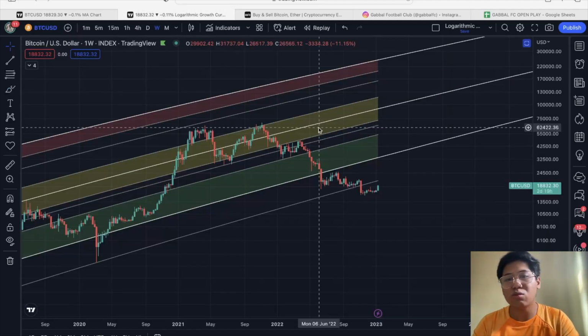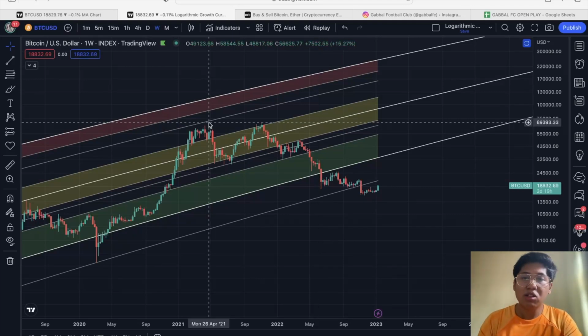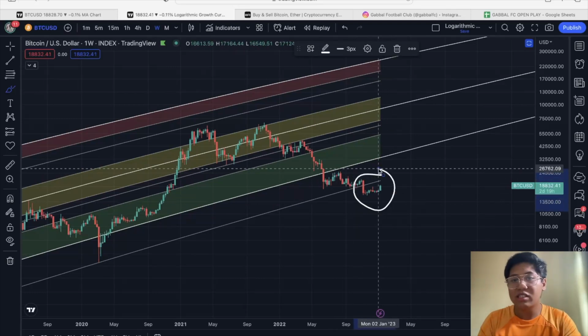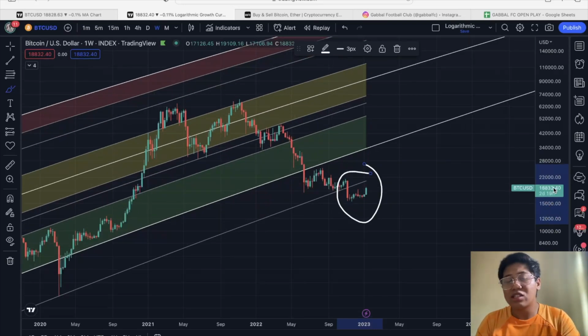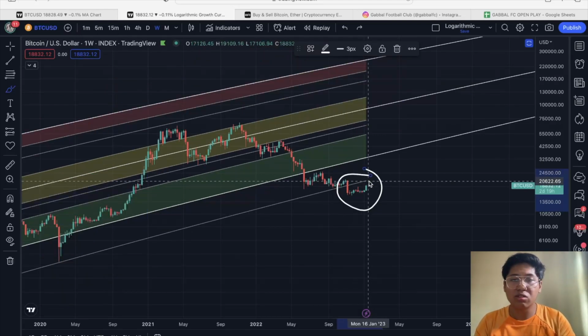If you're going to zoom out dito with the Bitcoin price action and look at the logarithmic growth curve, not much has actually changed talaga. As you can see, we are still at the bottom pa din, and it's still the optimal buying time pa din for the long term. But when it comes to a big move talaga, I don't think that is considered a big move yet. Kasi as you can see, we are still at the bottom and we are still just consolidating dito sa ating logarithmic growth curve.